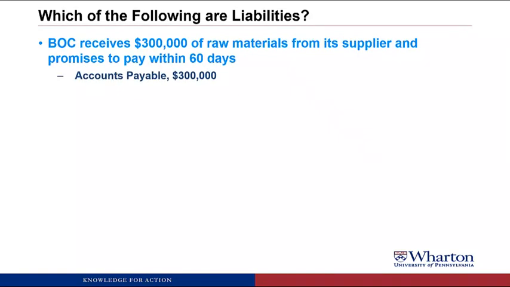This will be a liability. We're going to call this liability accounts payable. We use that term anytime we owe money to a supplier. It meets the first criteria because we got the benefit of raw materials in a transaction, which now creates the obligation to pay our supplier. And the amount of the obligation is reasonably certain. It's the $300,000, which is on the invoice. So we're going to have an accounts payable liability for $300,000.